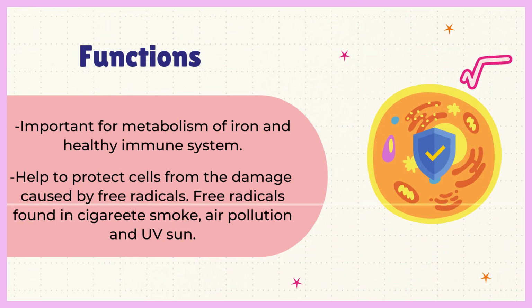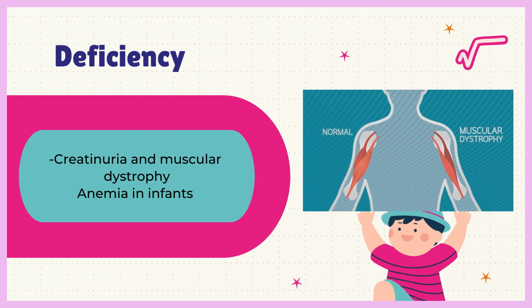Vitamin E has many functions. Firstly, it is important for metabolism of iron and a healthy immune system. It also helps to protect cells from the damage caused by free radicals. Free radicals are found in cigarette smoke, air pollution, and UV sun. Lack of vitamin E can cause creatinuria and muscular dystrophy, and also anemia in infants.